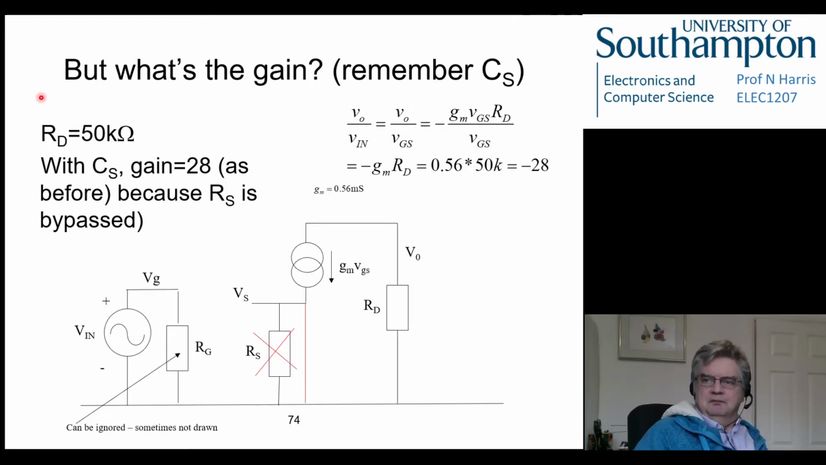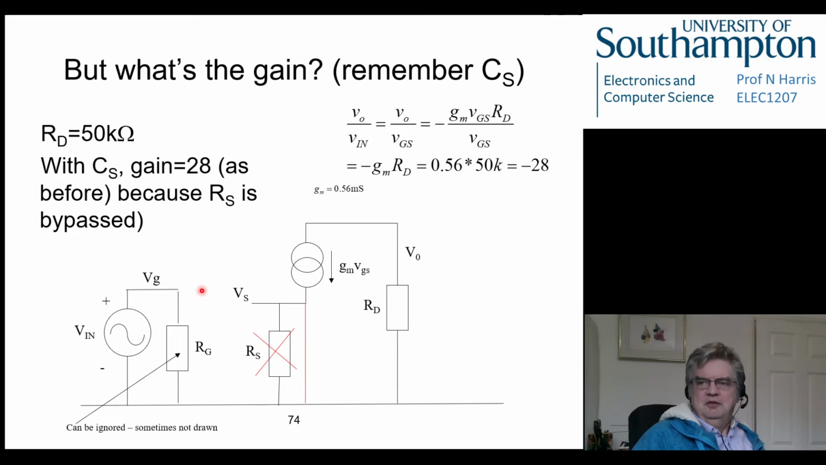Right. So remember CS, as someone has pointed out to us. We know from previous calculations that RD was 50k because we wanted the voltage across it to be 5 volts, so it's sitting in the middle of the characteristic. If under AC conditions we include CS and assume that it's a short circuit at signal frequencies, the gain of this system is 28 because it bypasses RS.